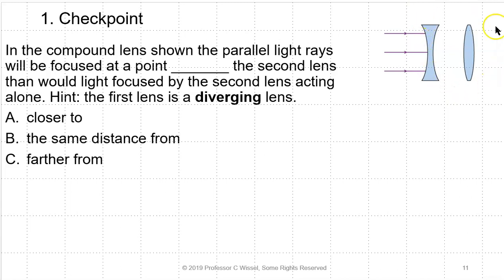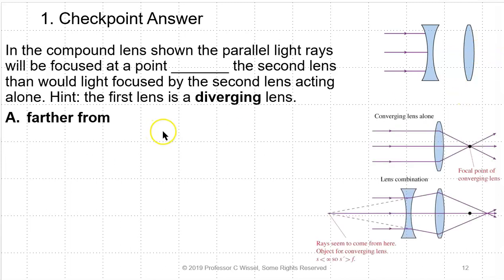What is the comparison between these two lenses acting together as a compound lens versus this one acting by itself as a single lens? Where would it be focused over here? Okay, so what it's going to do is the diverging lens is going to diverge the light. So instead of coming to focus here, like it would have normally done without the diverging lens, it's going to move that focal point out over here. So it'll be further from.